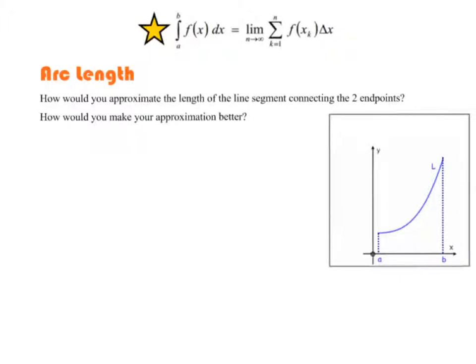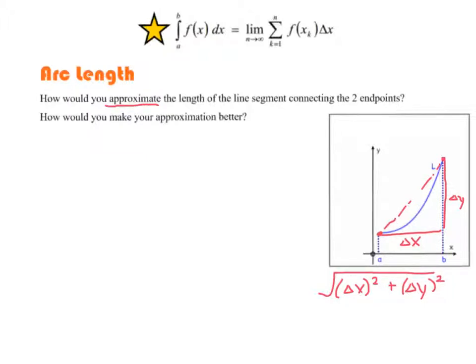Okay, so arc length. How would you approximate a line segment connecting the two endpoints? Well, I think the easiest way to do it, and again, the key word here is approximate, is you would connect the two, and I'd have a change in x and a change in y, and I would use Pythagorean theorem. How much x changed, how much y changed, and that would do it. Now, of course, that's an approximation.